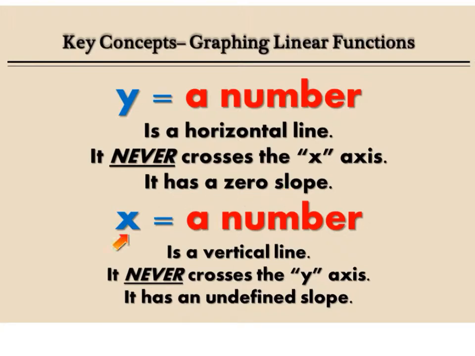The other line is x equals a number. X equals 4. X equals negative 1.6. It is a vertical line. It never crosses the y-axis. There is no y in x equals 4. And it has an undefined slope. It is straight up and down. We can't define that slope. So those are the two ones that you need to pay attention to.